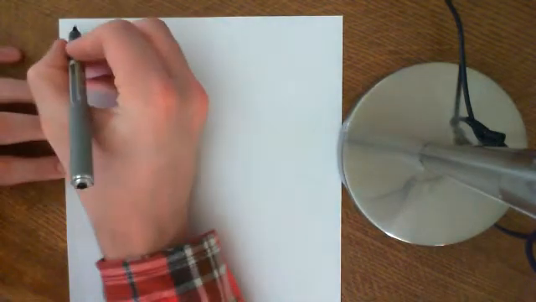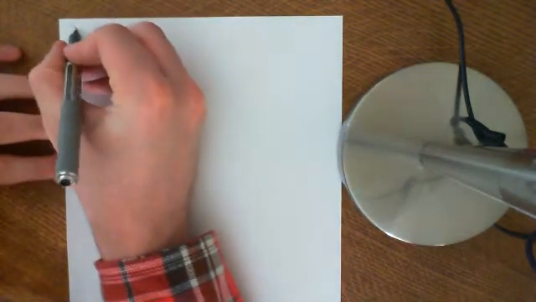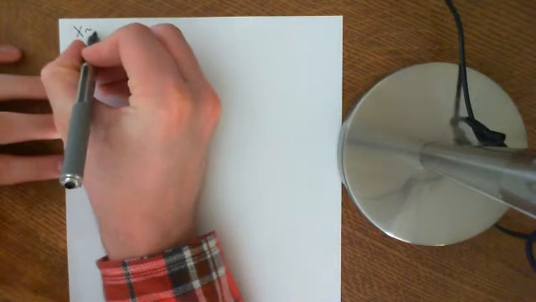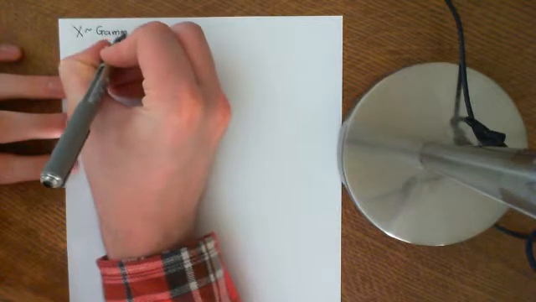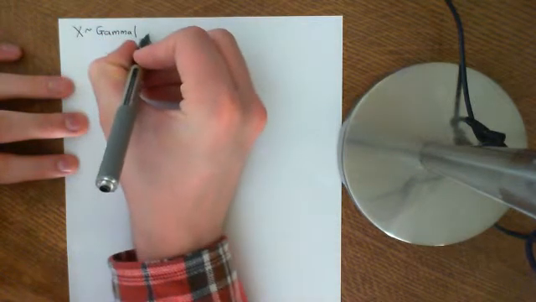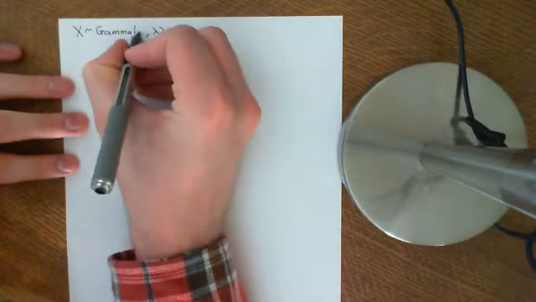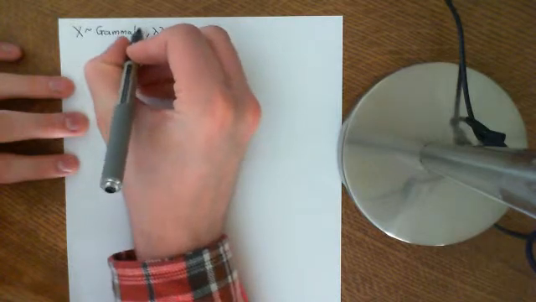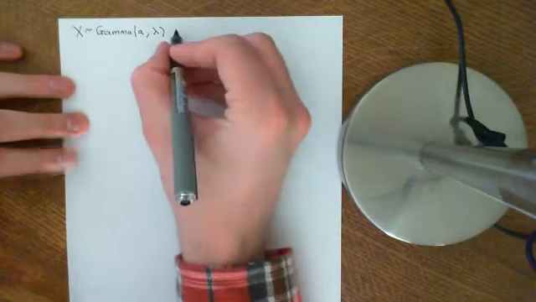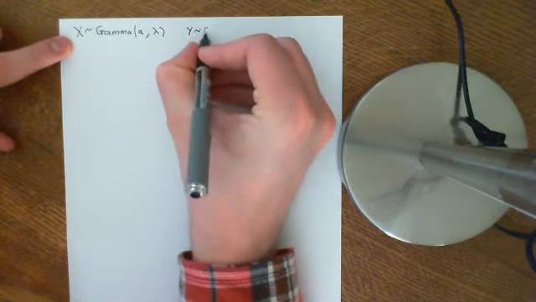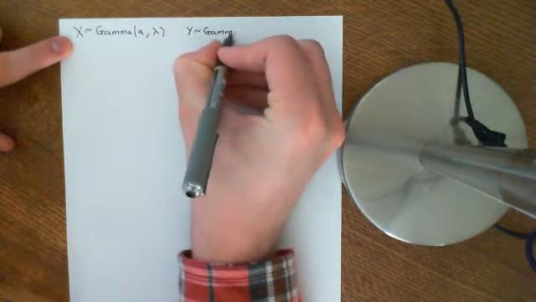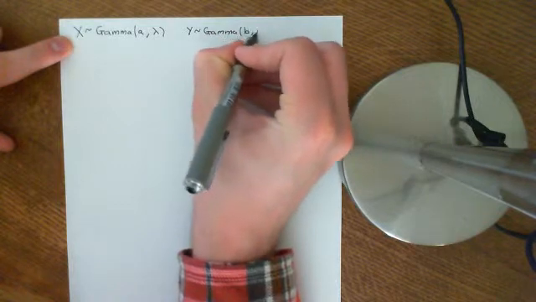So, let's say we have two random variables, x and y, which are both gamma distributed, and they both have the same lambda parameter, but they have different parameters in this first position. So x is distributed gamma(a, lambda), and y is distributed gamma(b, lambda).